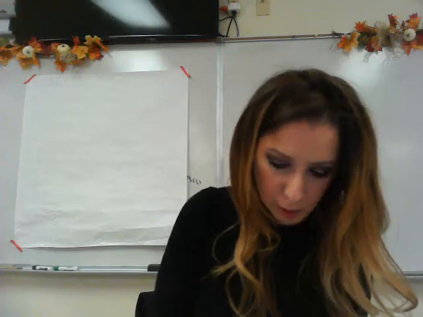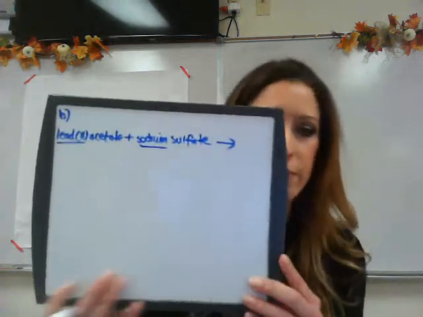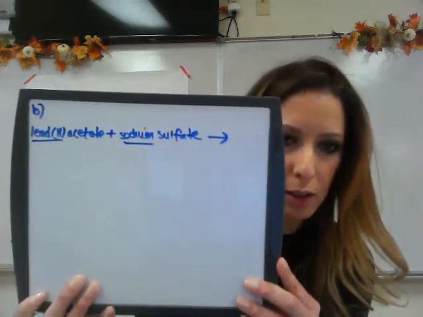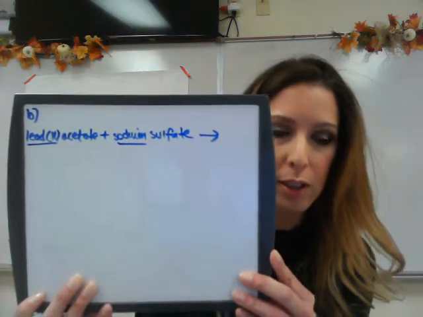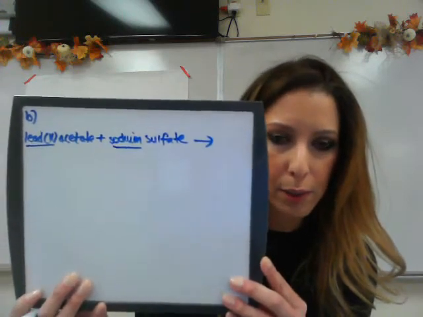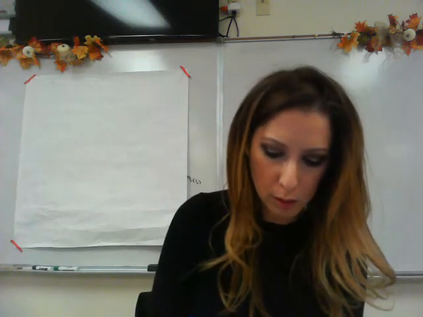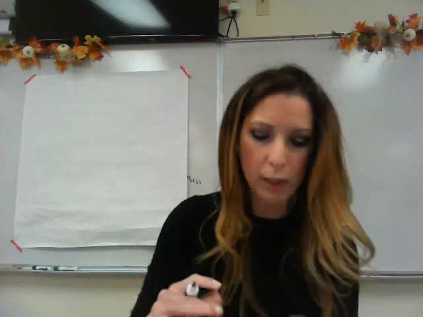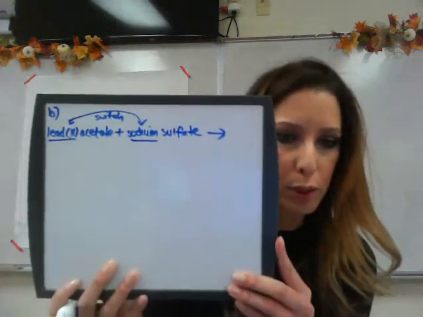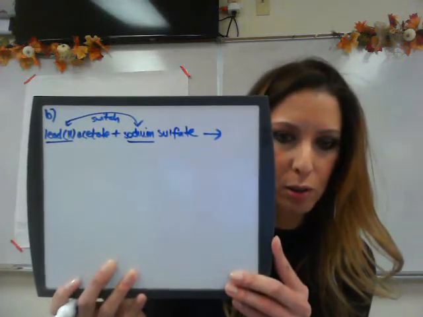I'm going to underline the lead 2 and the sodium, because those are the cations in the compounds, and those are what we're going to switch. Keep the Roman numeral with the lead, because it has to move with the lead when it switches to be with the other anion. So we're going to produce sodium acetate and lead 2 sulfate.